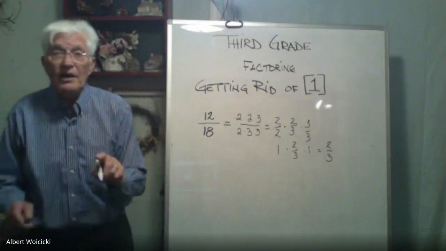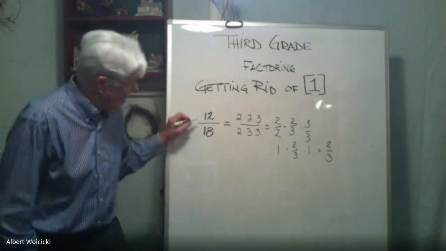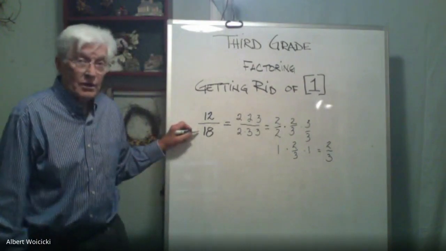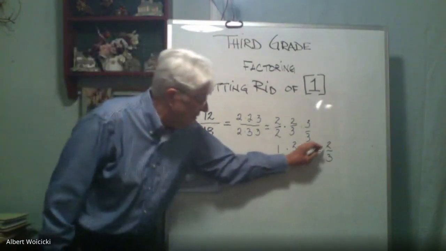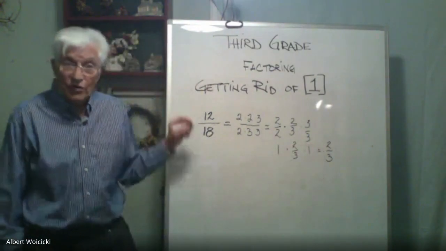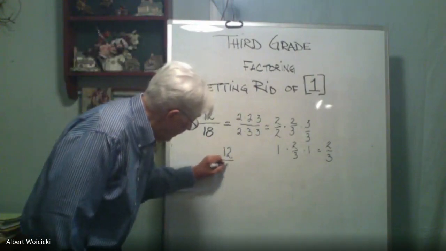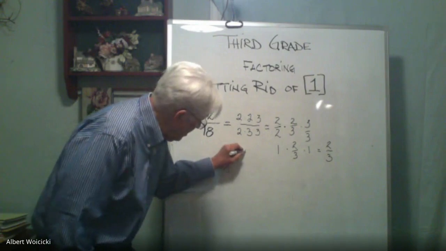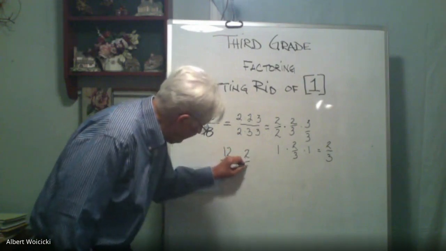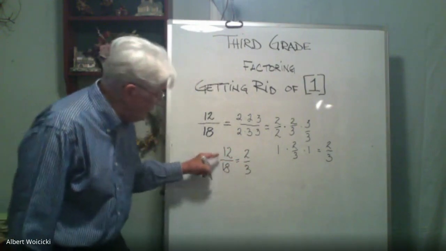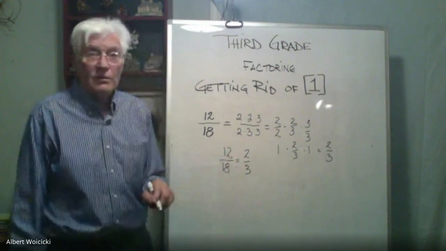We have completely reduced our fraction of 12/18 equals 2/3. So 12/18 equals 2/3. These two fractions are equal.